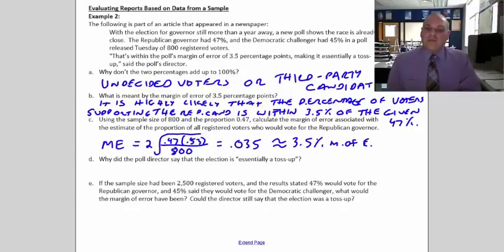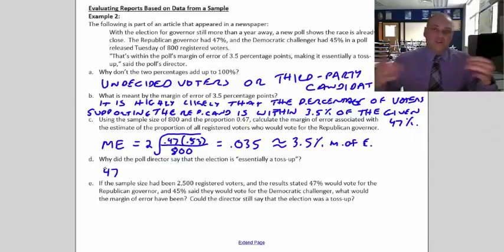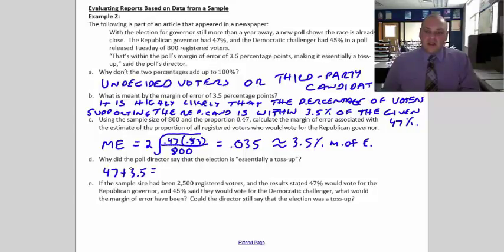So why did the poll director say it was essentially a toss-up? Well, let's think about it. If we had 47% as our guess, right? That's what they said would vote. Approximately 47% would vote Republican, right? 47% plus 3.5 is 50.5. Okay, that's even further away from Democrat, right?